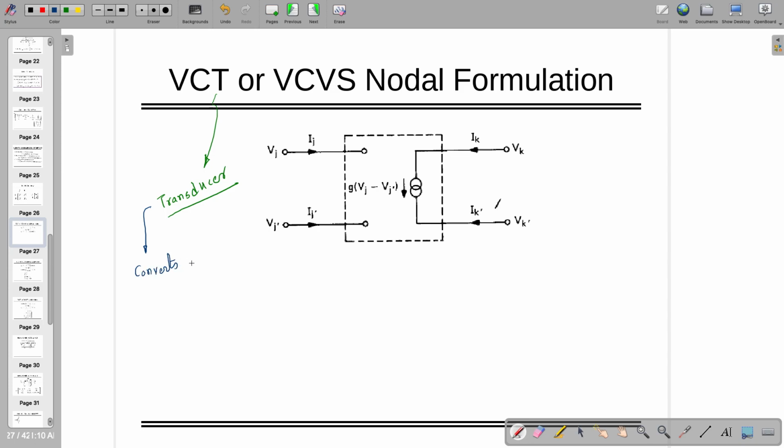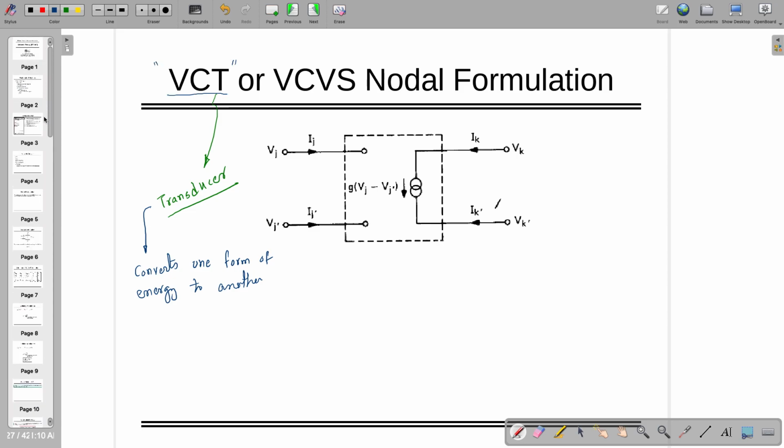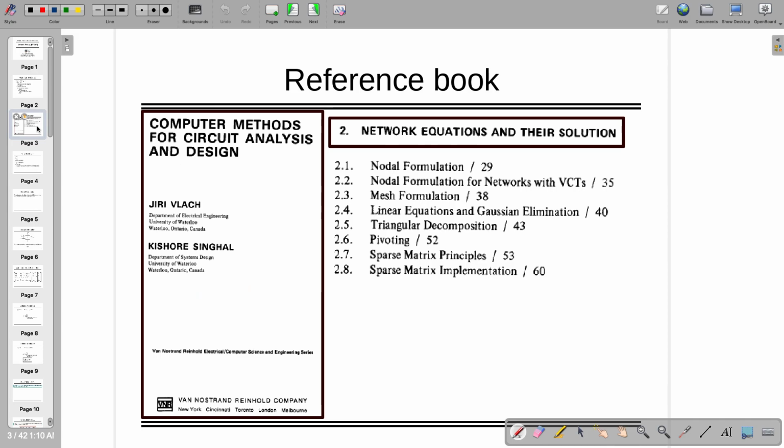Yeah, it converts one form of energy to another, and then to another, right? Even resistance is also a transducer which converts voltage to current, and there are capacitors, inductors, and many other things as well. So I am talking about VCT, which is voltage to current transducer. I am using this word because of the book which I am following for this chapter.